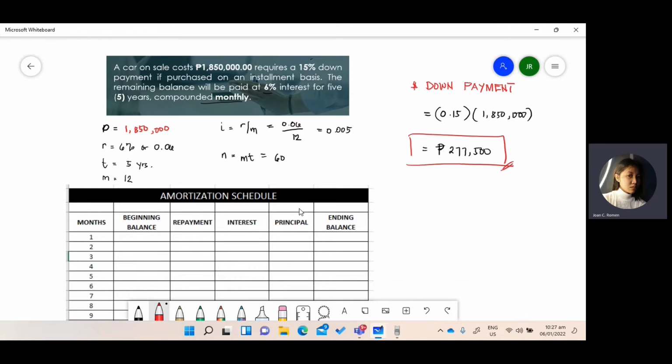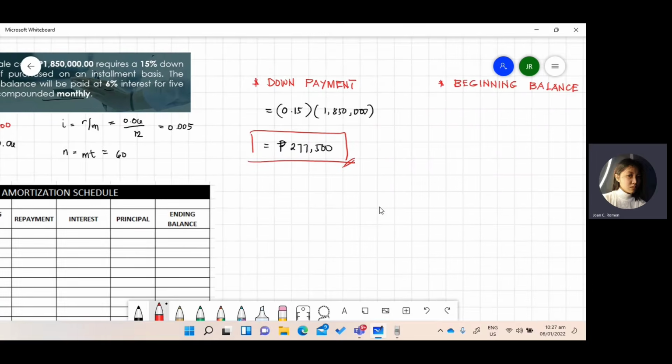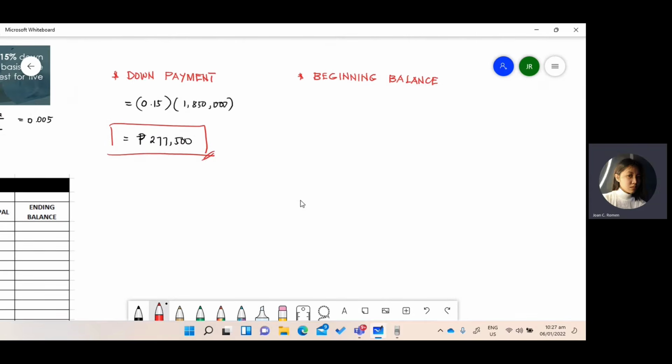Okay, so next, kung meron tayong paunang bayad na 277,500, magkano na lang yung pinakautang mo? How much will be the remaining balance? And that remaining balance will serve as your beginning balance. To get the beginning balance, just simply subtract the principal by the down payment. Subtract lang natin yung principal, which is 1,850,000. So, ikakaltas lang natin or ibabawas lang natin yung dinown natin.